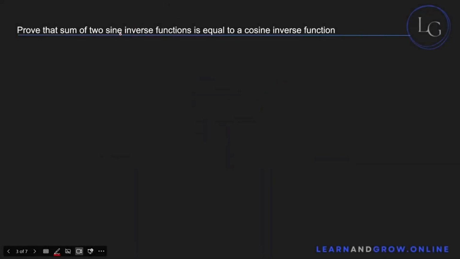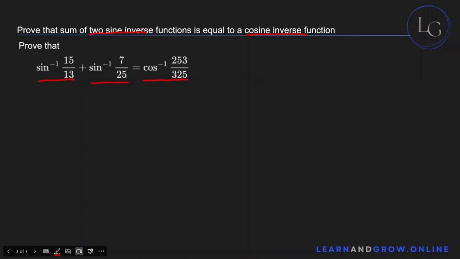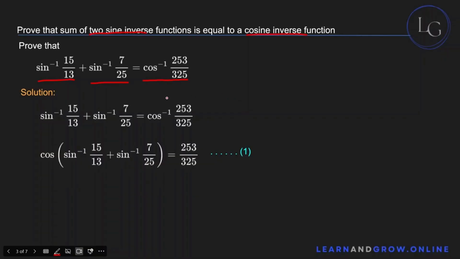Now let's prove that the sum of two sine inverse functions is equal to a cosine inverse function. So we have to prove that sine inverse of 15 by 13 plus sine inverse of 7 by 25 is equal to cosine inverse of 253 by 325. So how do we do it? Well, first thing you do is take this cosine inverse function to the left-hand side of the equation. So cosine of sine inverse 15 by 13 plus sine inverse 7 by 25 is equal to this number, 253 by 325.